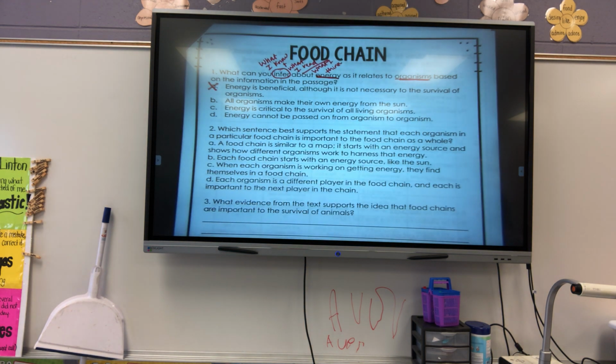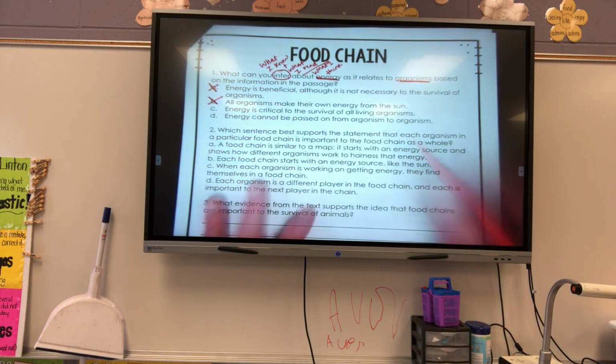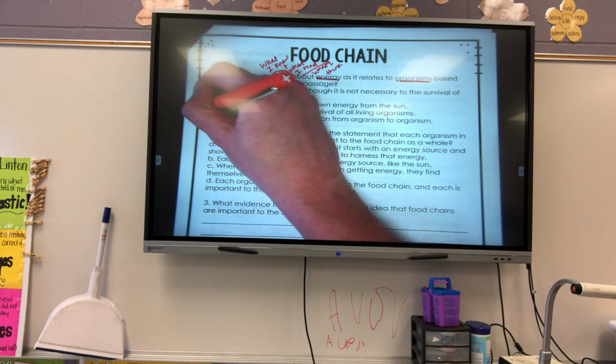B says, all organisms make their own energy from the sun. Not all. Who makes their own energy from the sun? Plants, or our fancy word for that in this passage is what? Producers. Okay? So that's not a true statement. C, energy is critical to the survival of all living organisms. Maybe. I like that maybe.